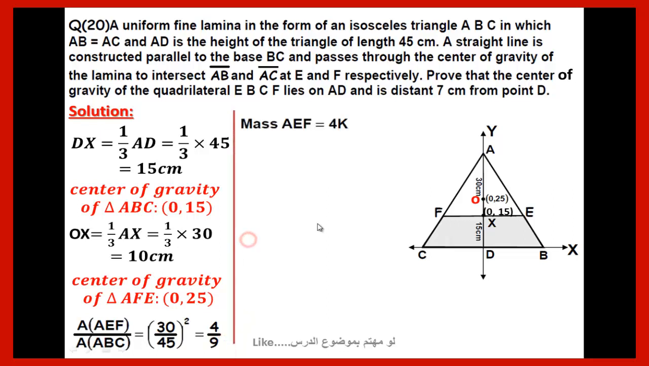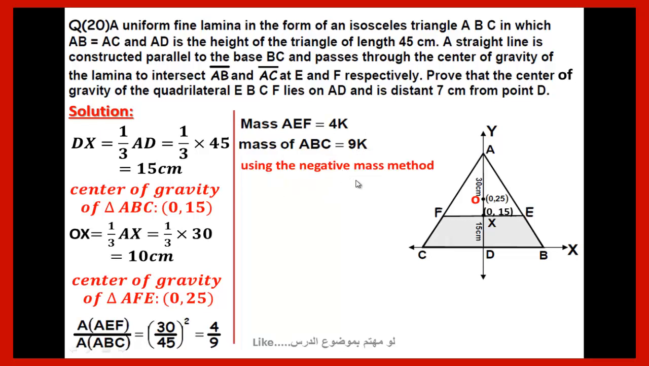So if the mass of triangle AEF equals 4K, then the mass of triangle ABC equals 9K. Let the mass of triangle AEF equal 4K and the mass of triangle ABC equal 9K, where K is a constant.